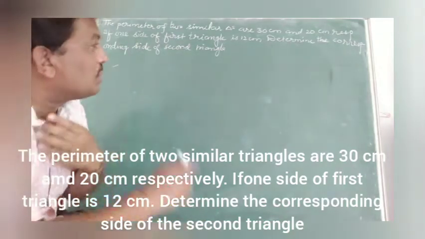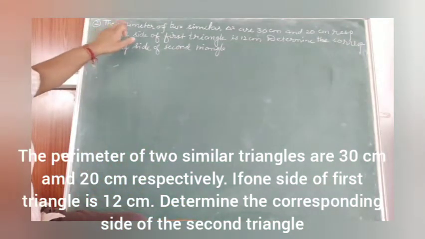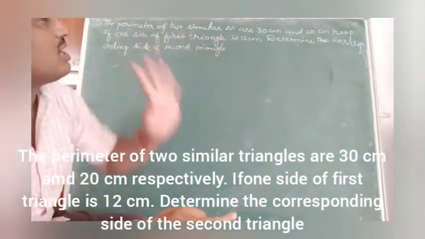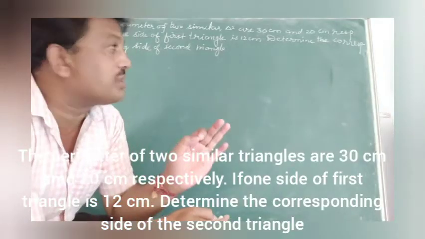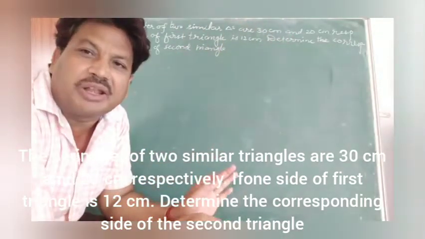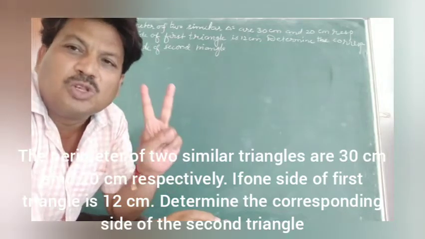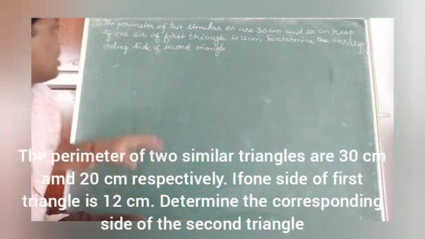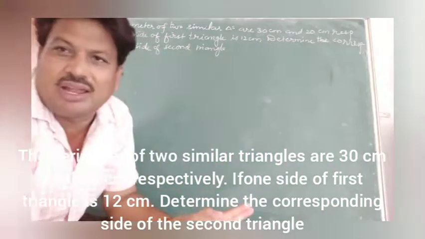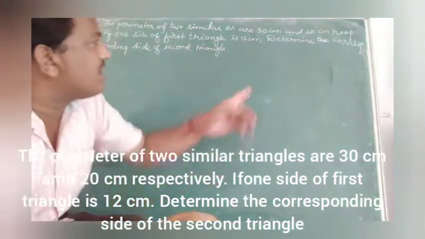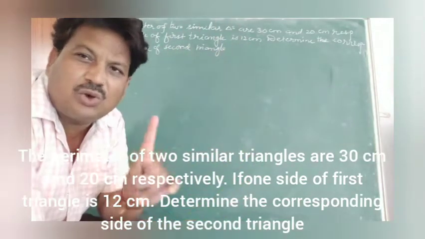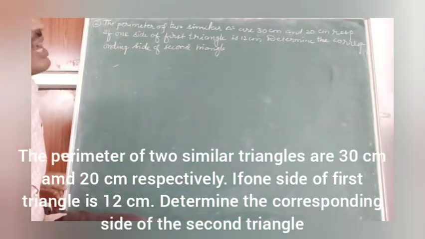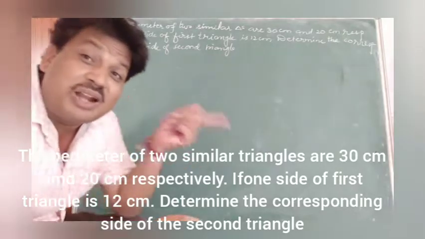Children, this is question number 2, which says that the perimeters of two similar triangles are given as 30 centimeter and 20 centimeter respectively. Means there are two triangles whose perimeter values are given, 30 centimeter and 20 centimeter. If one side of the first triangle is 12 centimeter, means only one side is given, that too of the first triangle, determine the corresponding side of the second triangle.